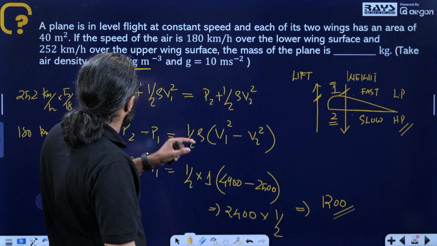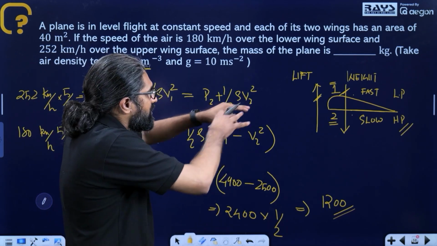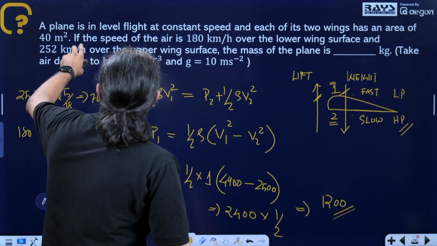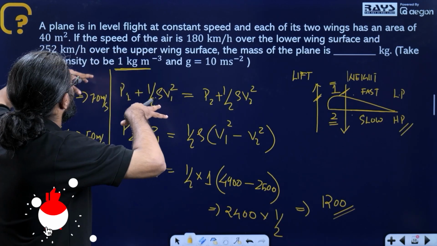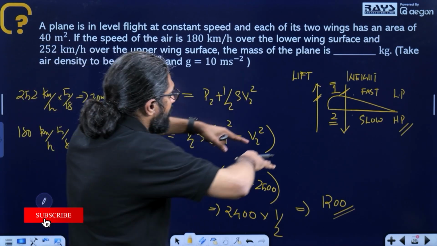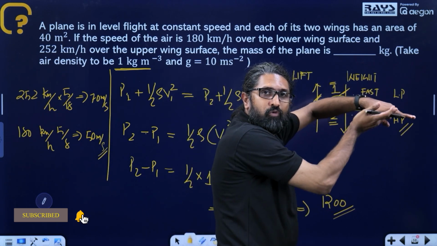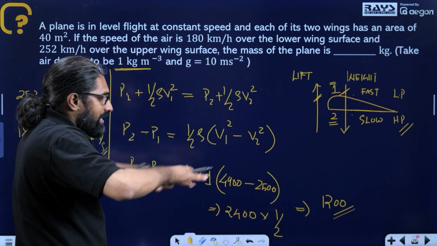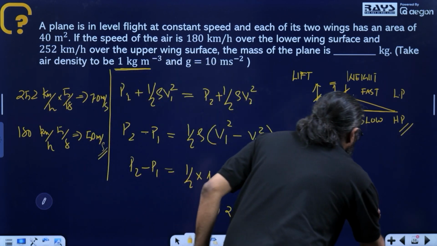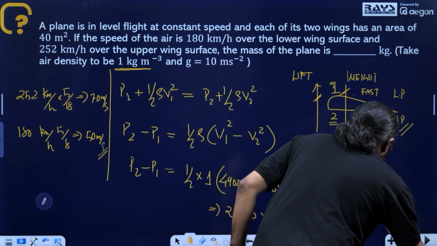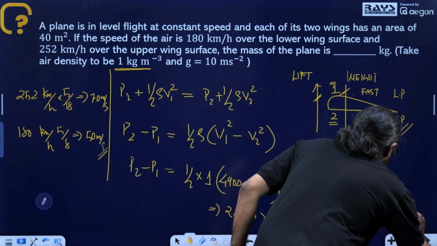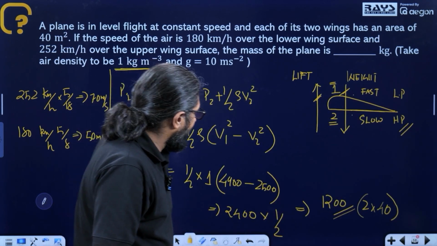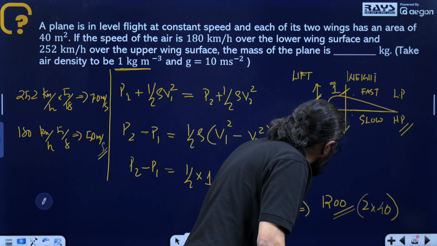To convert that 1200 into a force, the force due to this pressure difference, I'll have to multiply that with 2 times the area of one wing. Look, we have pressure, and pressure into area is the force. The 40 meter square mentioned is the area of only one wing, and since there are 2 wings, I'll have to multiply this with 2 into 40 meter square. That would give me 96 with 3 zeros.